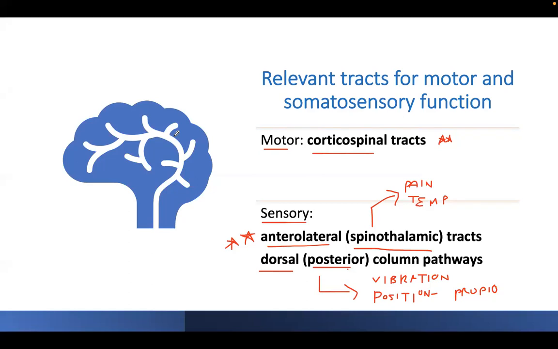Please remember these by heart. The two sensory tracts. We have the anterolateral, also known as the spinothalamic tract. Then we have the dorsal or the posterior columns. What sensory modalities are conveyed again by the spinothalamic? It's pain and temperature. And what is conveyed by the dorsal or the posterior columns? It is vibration and proprioception.